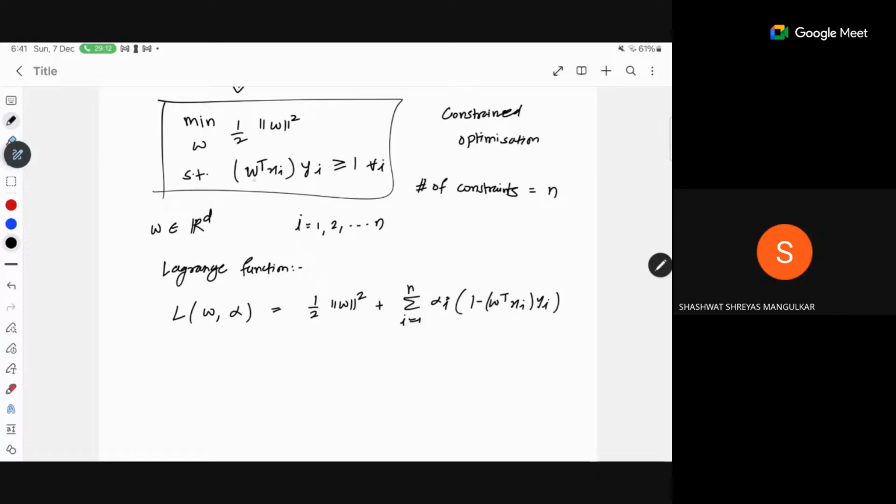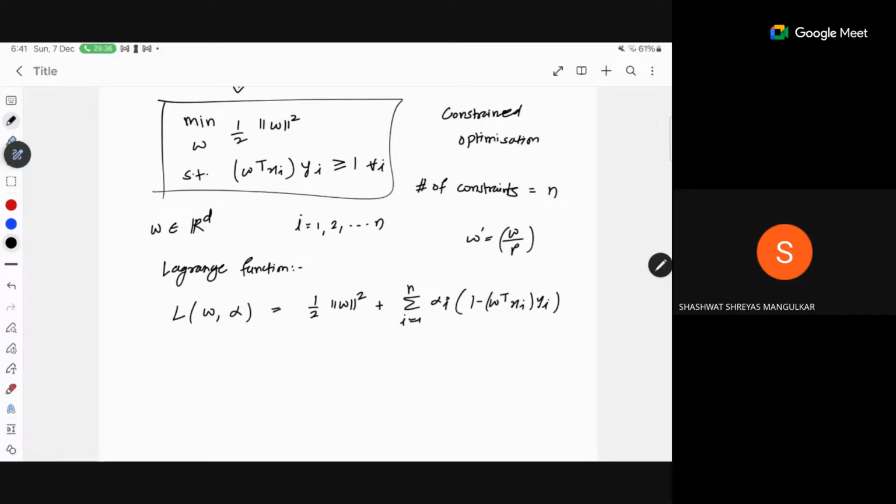Oh, this is not W actually. I should say that this is W prime. We are taking W, but it should be W prime equal to W by gamma. Is it okay? And this is not the W. This is W prime.